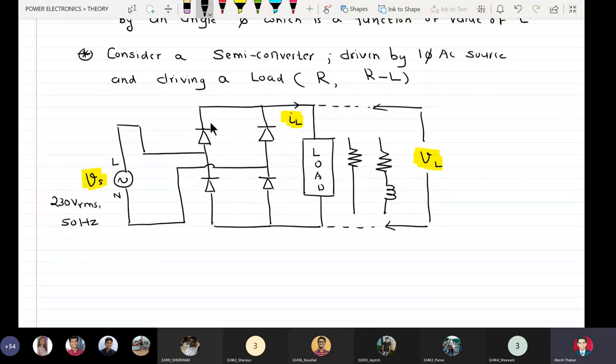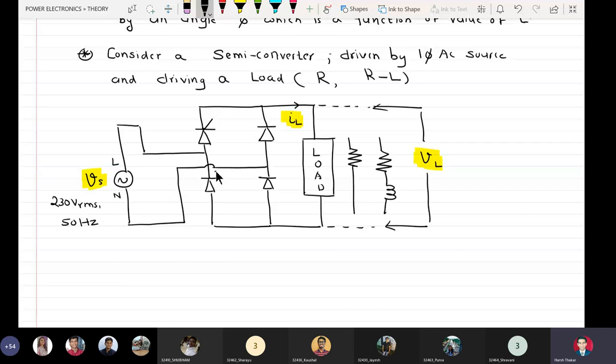Now I am replacing this diode with an SCR and this diode also with an SCR, and the firing angle for this SCR is alpha, and for this SCR is pi plus alpha.